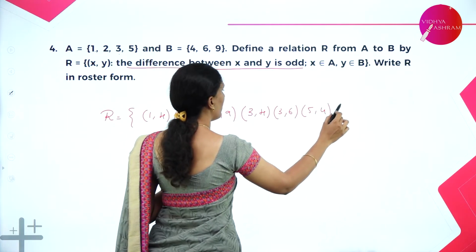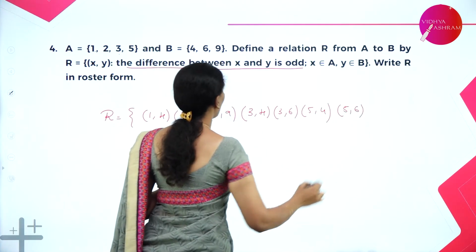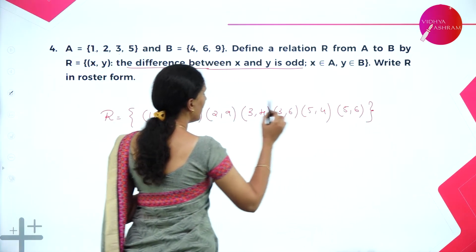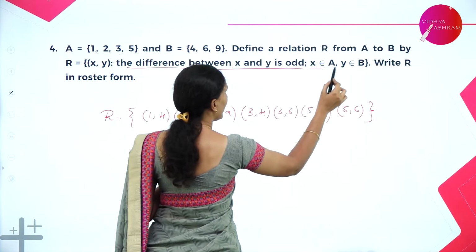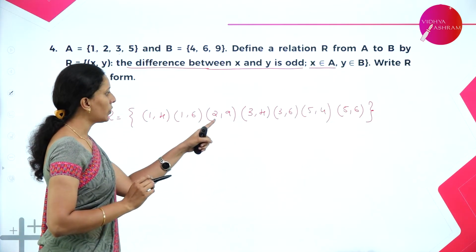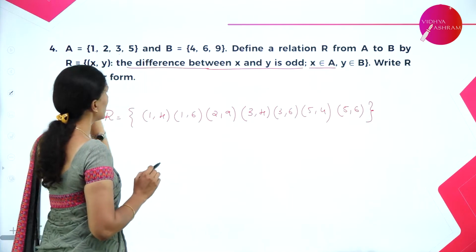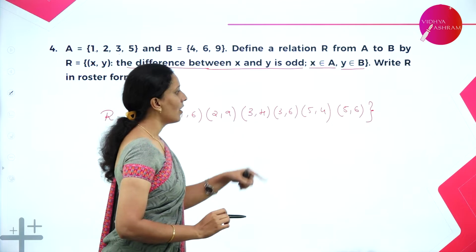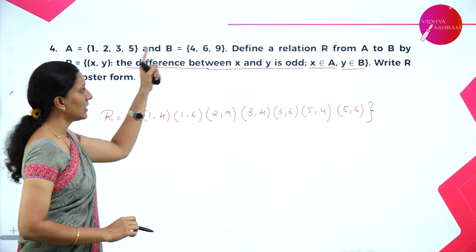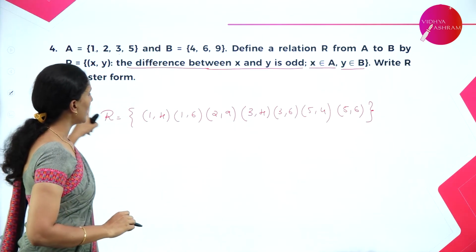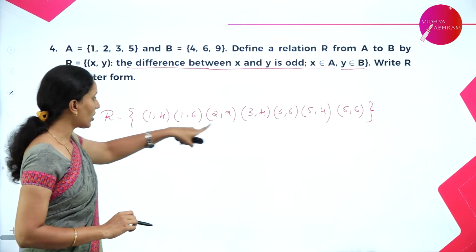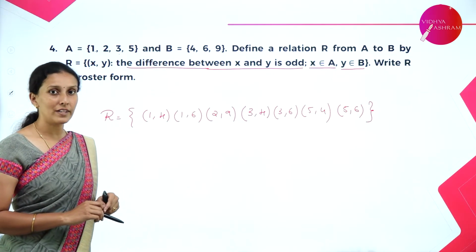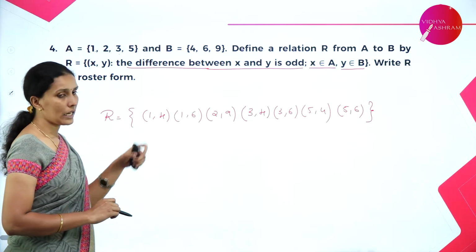I can write 5 comma 6, but I can't take 5 comma 9. So this is the relation set here. You can see that all the x belong to the set A: 1, 2, 3, 5 belong to set A, and all y belong to set B, that is 4, 6, 9 belong to the set B here. Therefore the condition is satisfied and these are the elements in the given relation. So this is the roster form of describing the elements inside the relation set.